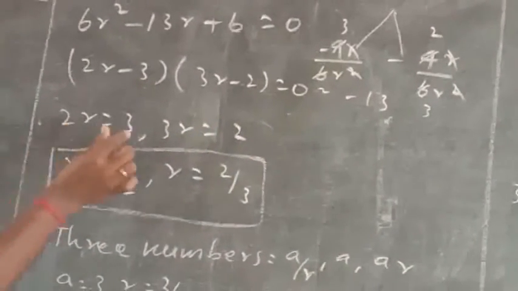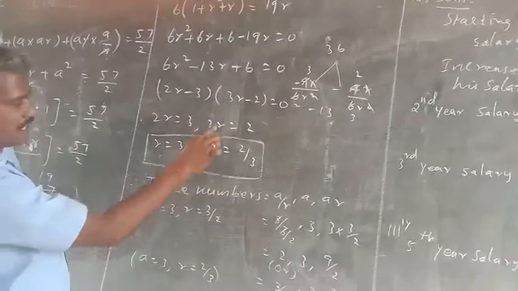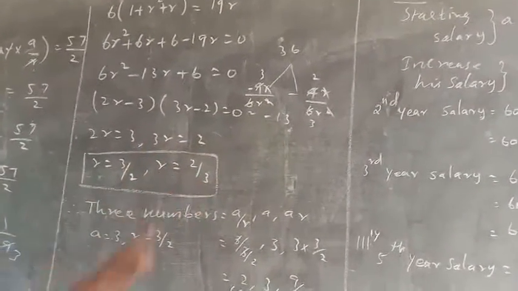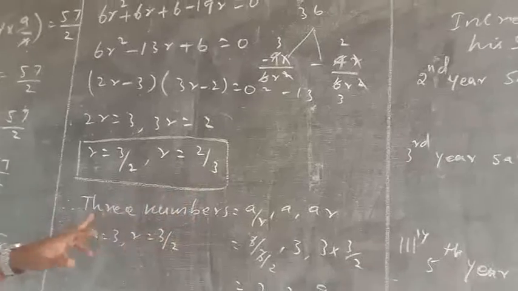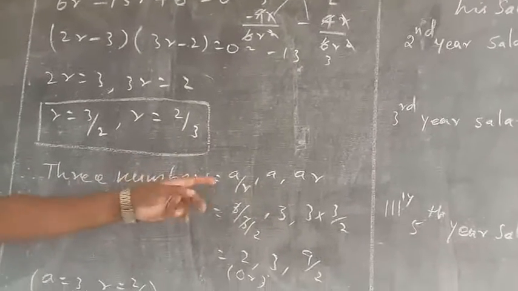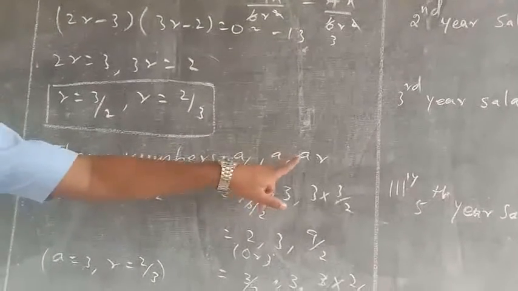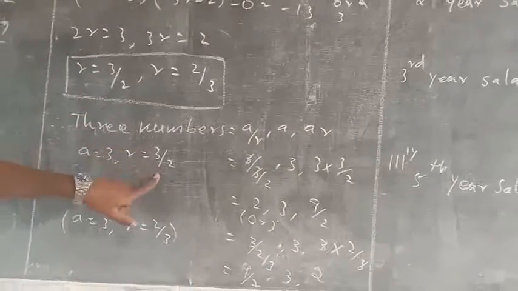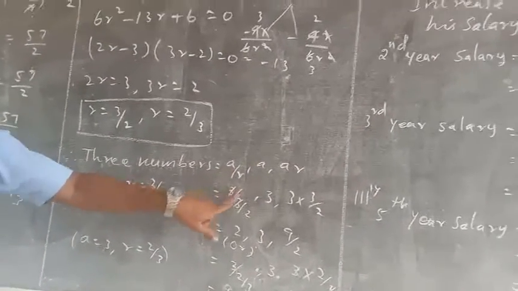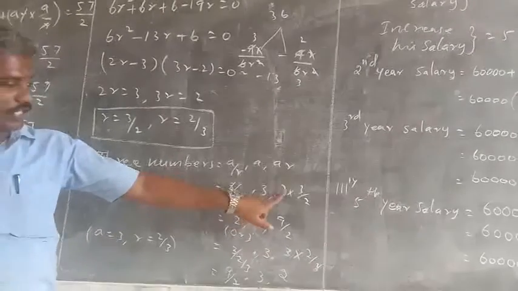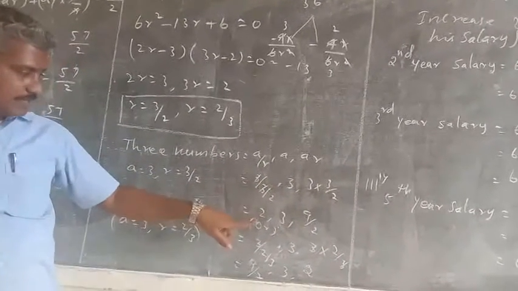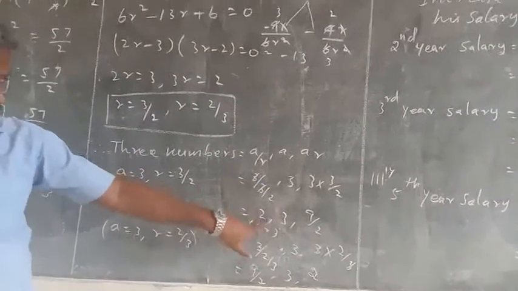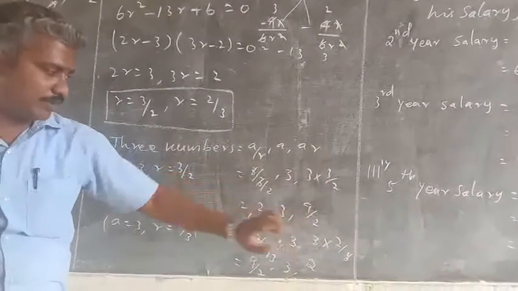This one multiple convert to that side: R equal to 3 by 2. And same process: multiple convert to divide, R equal to 2 by 3. The three numbers A by R, comma A, comma AR. Now taking A equal to 3 and common ratio first value 3 by 2: 3 divided by 3 by 2, comma 3, comma 3 into 3 by 2. 3 cancel. So divide convert to multiple, the fractions are reciprocal. So 2, comma 3, 3 3s are 9 by 2.